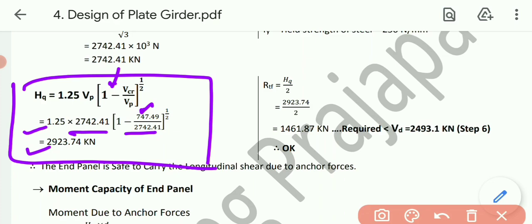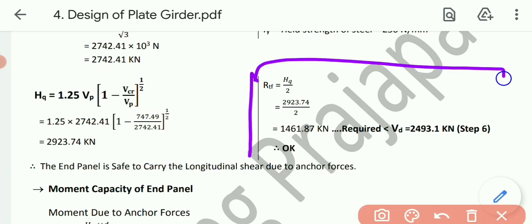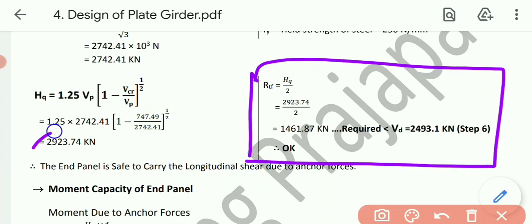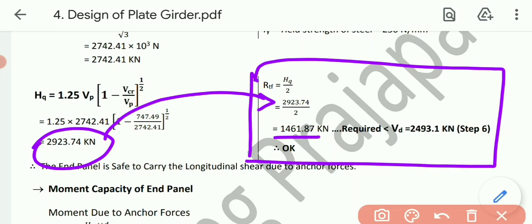So once we have got the value of HQ, now let's put down this value in the formula of RTF. RTF stands for HQ by 2. HQ, that is 2923.74, divided by 2. So we will get the answer 1461.87 kilonewton. Now what does this indicate? That the end panel is required to resist this much resultant force. Okay, so now this one should be less than VD.